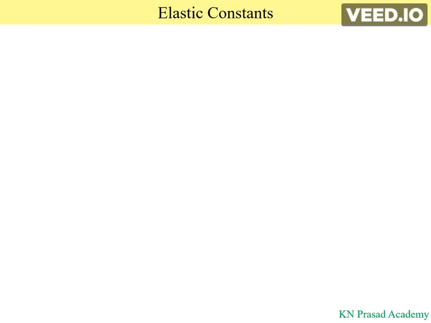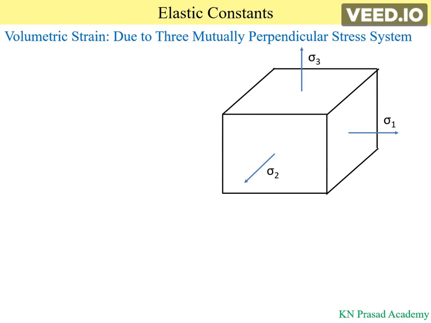Hello everyone. In the previous lecture, we discussed the various types of elastic constants and also the volumetric strain due to a single direct stress. In this lecture, we are going to discuss the volumetric strain due to a three mutually perpendicular stress system. So in the diagram, we have to observe that one.